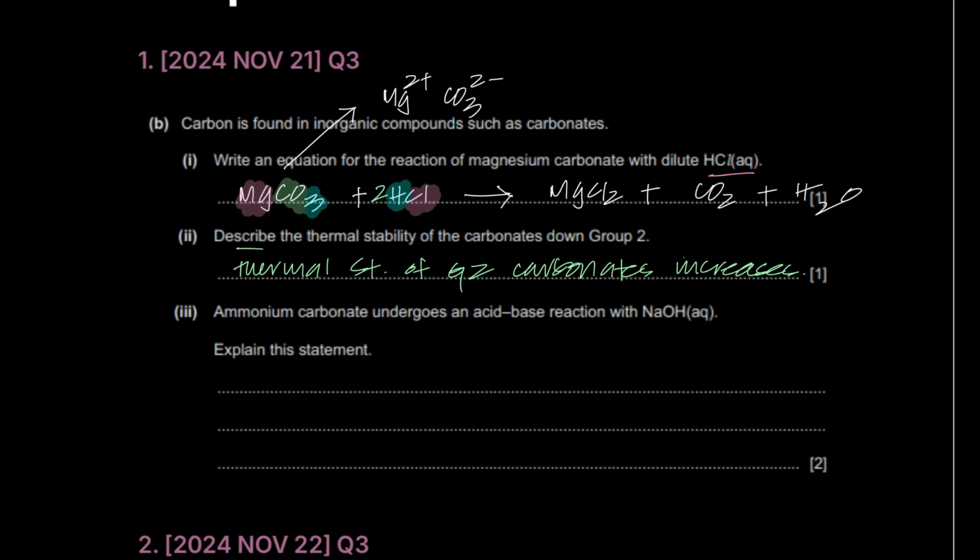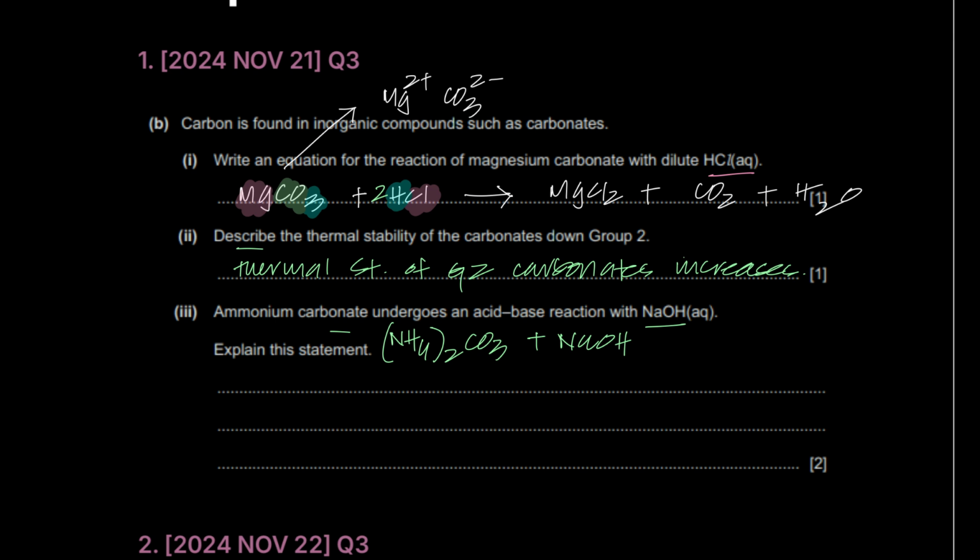Now it says ammonium carbonate undergoes an acid-base reaction with aqueous NaOH. Explain this statement. Now you know that ammonium salts are slightly acidic, right? So if you have ammonium carbonate, that's (NH4)2CO3, plus, what does it undergo the reaction with? Strong bases. So explain this statement. Explaining this statement is to talk about the acid and base nature of the ammonium ion and the basic nature of the hydroxide ion.